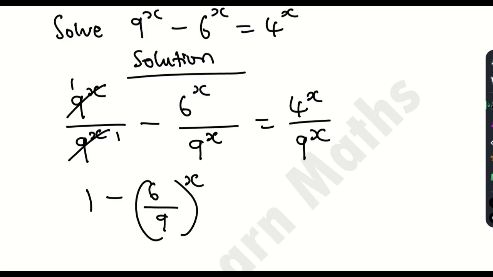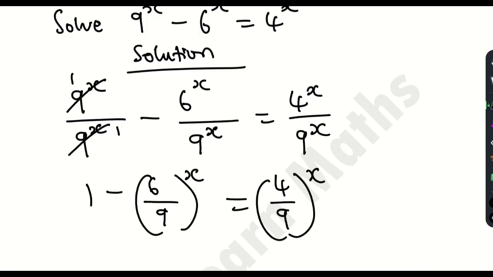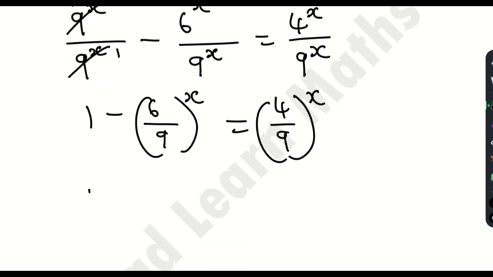So I'm going to be doing exactly the same thing to this. I'm going to write 4 over 9, all raised to the power of x. Again, same reason why I did it here. So moving on, here I have 1 minus.